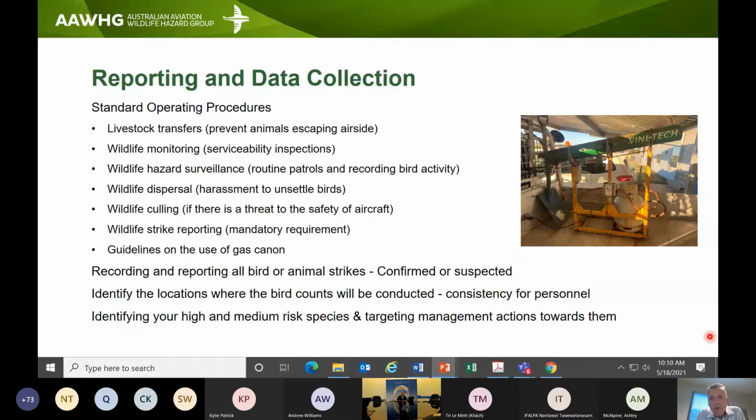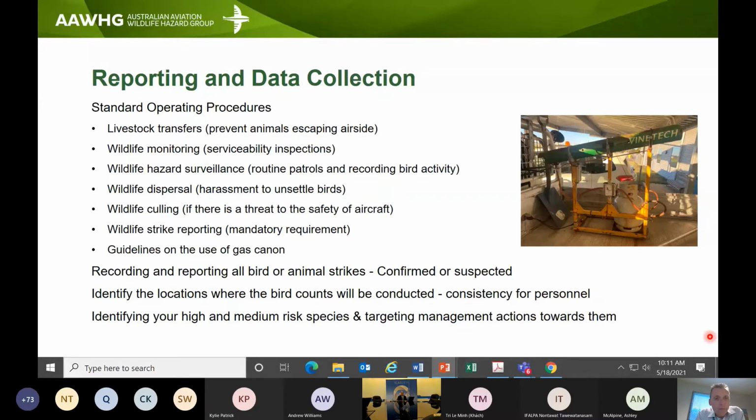So we do have various areas marked on the ground. We have a map that's included in the SOP, which shows you the 21 locations that we have where bird counts are undertaken. So that's quite important if you want consistency for all your wildlife staff. They know exactly where the counts need to be undertaken at what location. Without that, people would be unsure as to where the bird counts would need to be done each day.